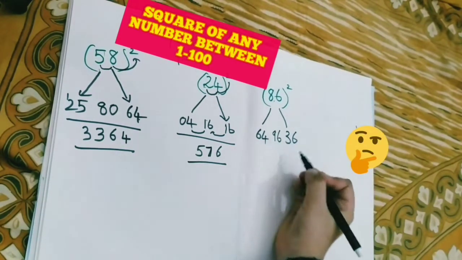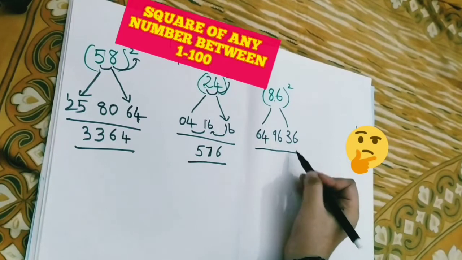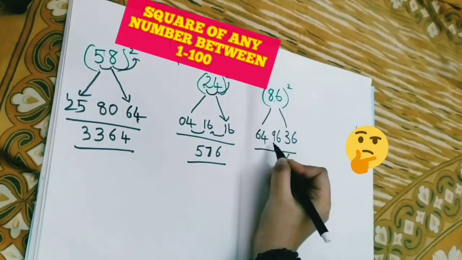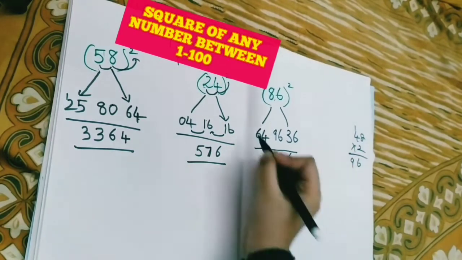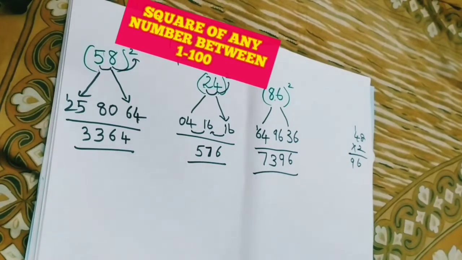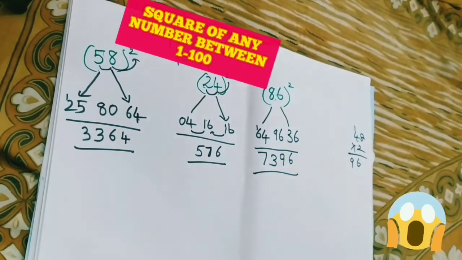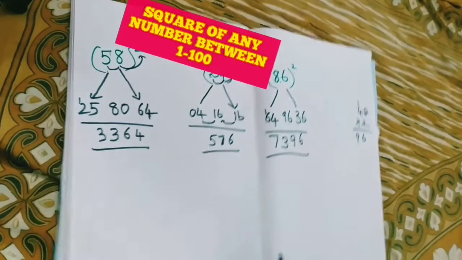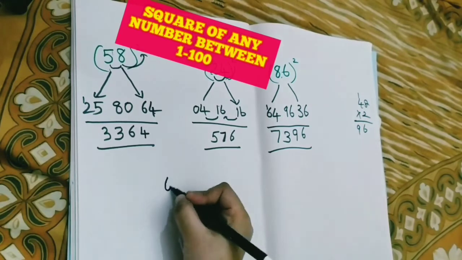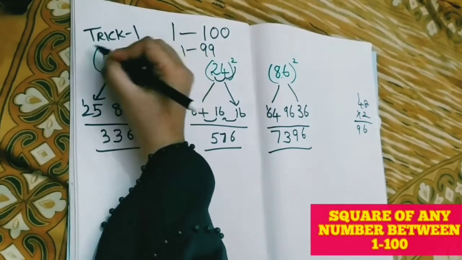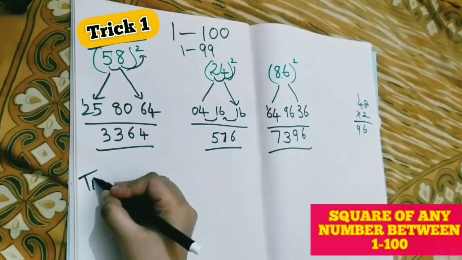So 96. After this, 6 will be as it is. 3 plus 6 is 9. Then 9 plus 4 is 13. 3 carry over 1. 6 plus 1 is 7. That's it. This is the square of 86. We have calculated it in a few minutes. Now let me tell you another trick by taking another number. This is trick 1. Now let me tell you trick 2.